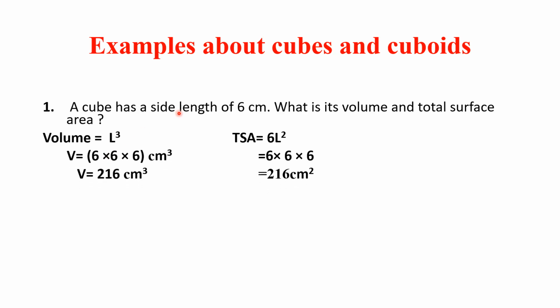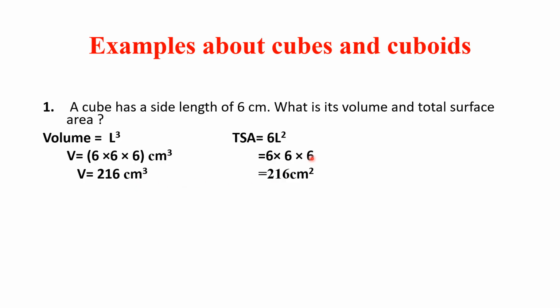So for this case, our side is 6, so I'll have 6 times 6 times 6. Please, L cubed is not the same as L times 3, but it means that L is going to multiply itself 3 times. So 6 times 6 times 6, and then here we shall have 216 cubic centimeters. Please, friends, volume is measured in cubic units, and area is measured in square units.